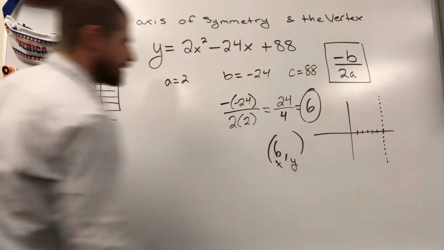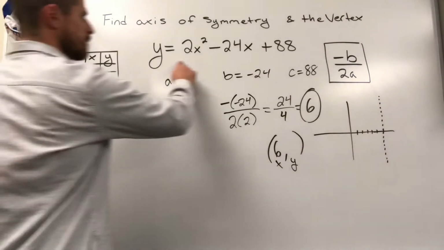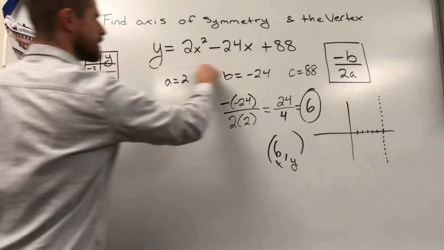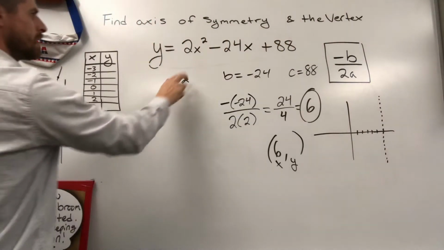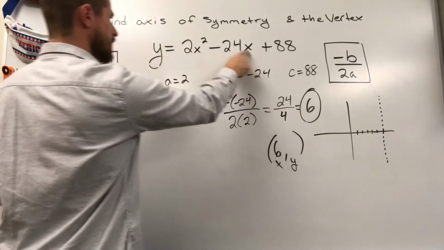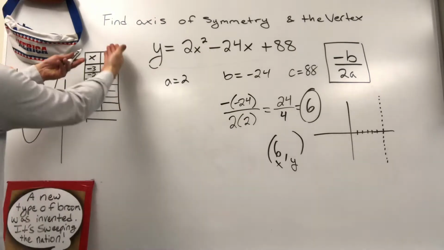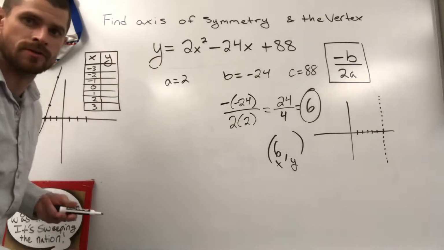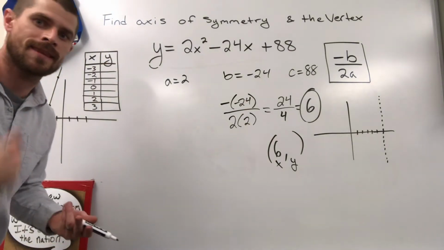Well, in order to find the y value, can't I just use this right here? Heck yeah, you can. Plug your x value in. 6 goes there. 6 goes there. We're going to find y. It'd be no different than making a table of values and choosing 6 right away. This is what I like to do.